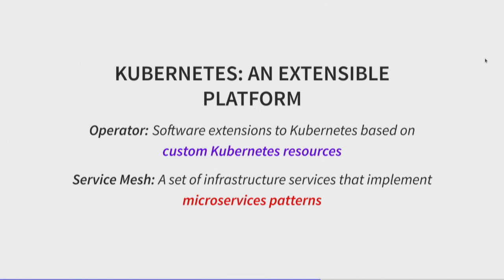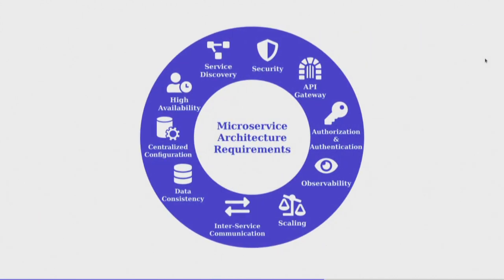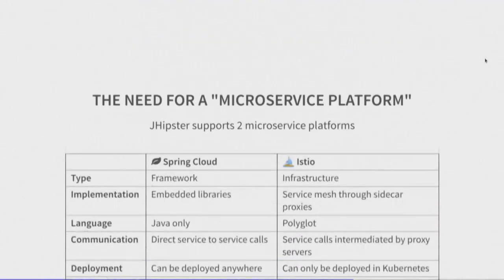And then you also have the service mesh, and a service mesh, to define it simply, is a set of infrastructure services that implements microservice patterns. So what do we mean by microservice patterns? Basically, what this conference is all about, which are the basic requirements you need in a microservice architecture to be successful. And this encompasses service discovery, API gateway, data consistency, inter-service communication, scaling, observability, etc.